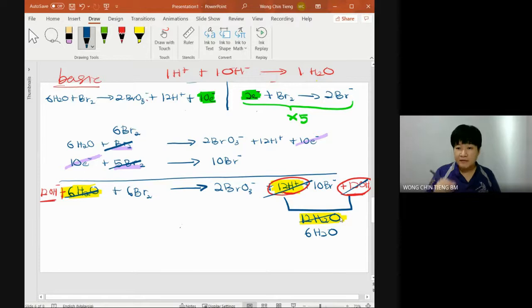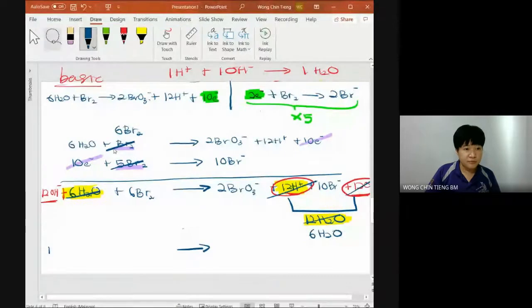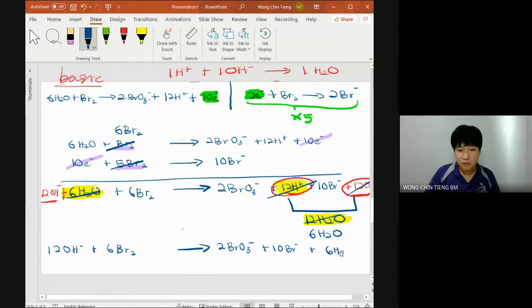Alright. Then, you got your answer already. Just salin balik. You have your 12 OH minus yang kamu tambah tadi. Make sure you have your 12 OH minus. Plus, water dah hilang. 6 Br2. And then you have your 2 BrO3 minus. Plus 10 Br minus. Plus 6 H2O.